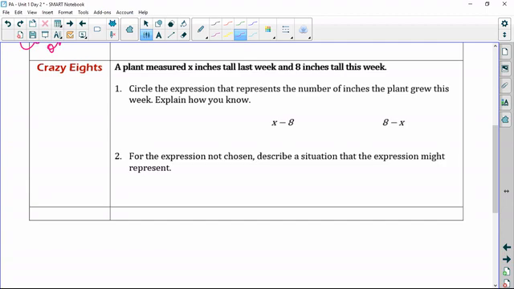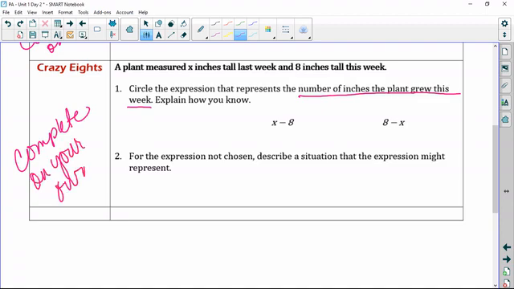So if we want to find out the number of inches that the plant grew, what was the difference? Okay, it is difference and they're both minus, but what did I start with? Am I going to go backwards to find out what we end up starting with, or am I going to start with it and then take away? Did it shrink or did it gain? And then for the expression not chosen, describe a situation that the expression might represent. So please go ahead and complete these on your own, and then make sure you ask me during Q&A time.